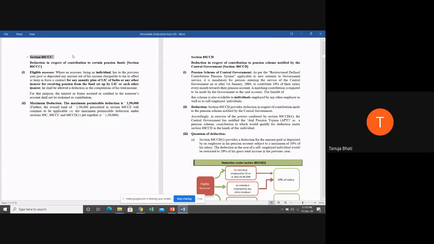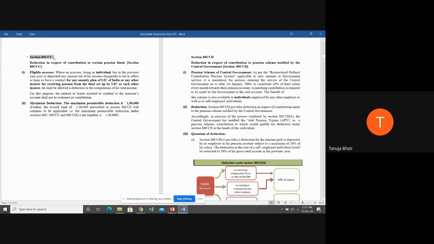80CCC just says, students, that if any individual, I'm talking about individual, I'm not talking about SSC because SSC means it can be individual, HUF, company, firm, etc. But if any individual is making a payment, contribution, when I say contribution means investment, if he's making any payment, investment or contribution in the annuity plan of LIC of India, or suppose in some other plan but which is set up by LIC, then whatever amount he is contributing towards the plan set up by the LIC, he will get a deduction under that.